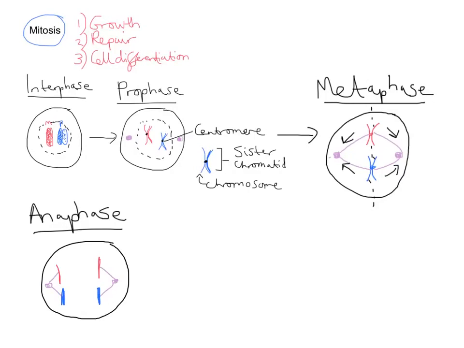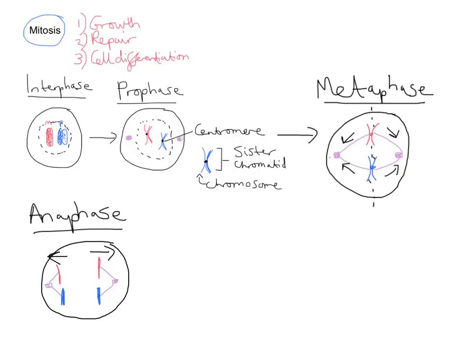So in anaphase, we've had those chromosomes and their replicates, forming essentially chromatid copies, line up in the middle of the cell, and then they're pulled to opposite ends. So these two pull that way, these two get pulled this way, and that's what we call anaphase.